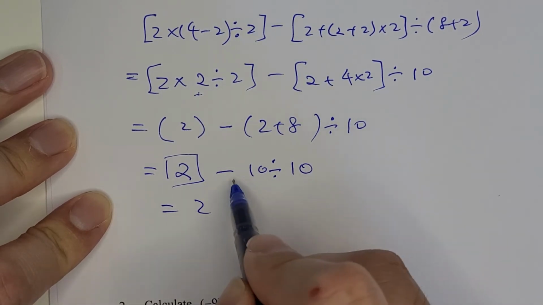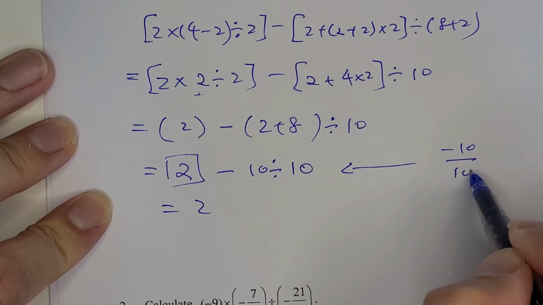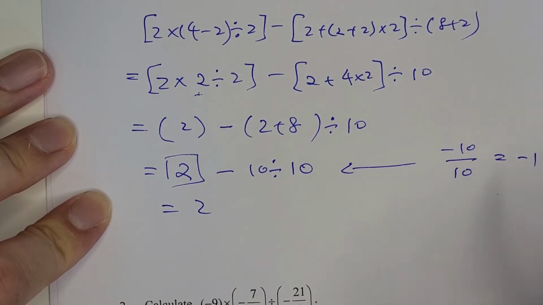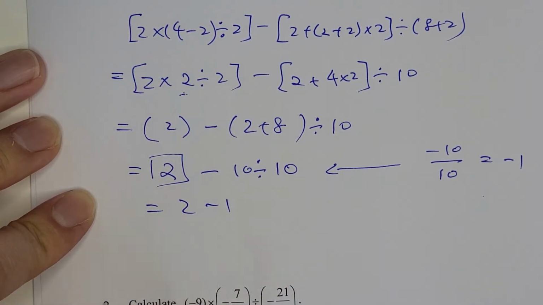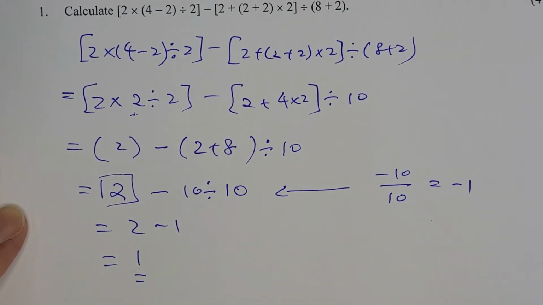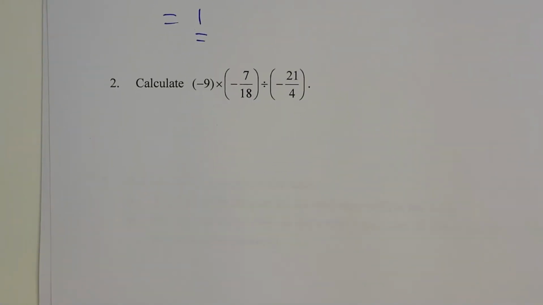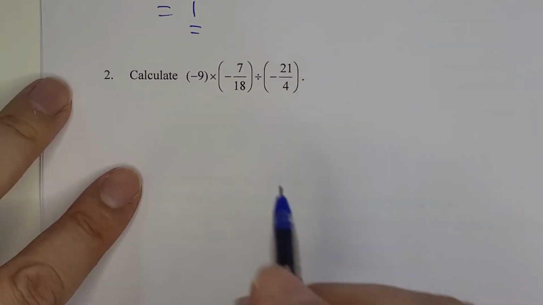Okay, so negative 10 divided by 10, that is negative 1. So you write down negative 1 here, and finally 2 minus 1, you get positive 1. So that is your answer for question number 1. Alright? So to question number 2, you need to calculate these expressions.